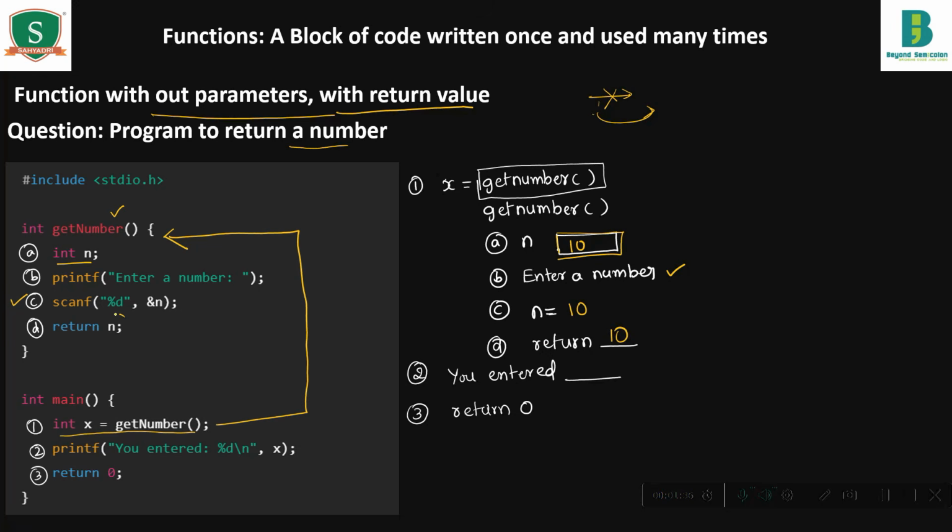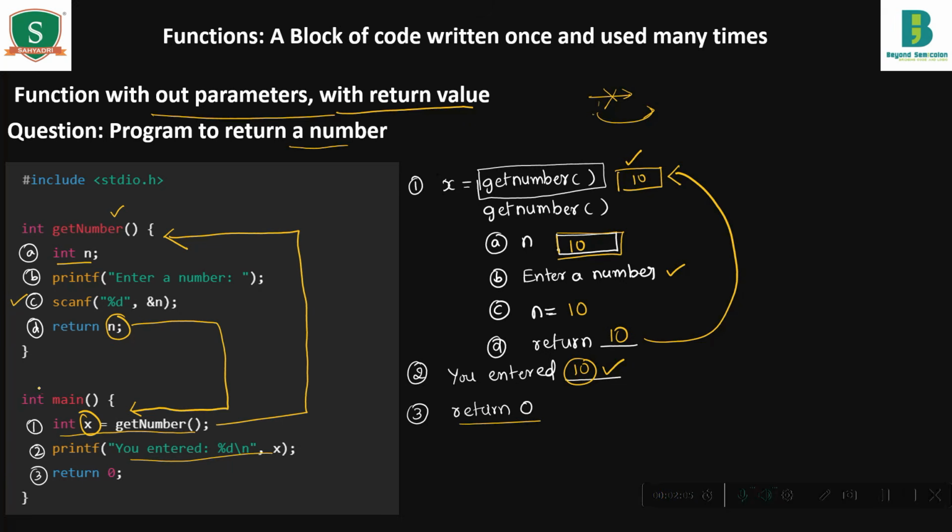Now what is happening? The n value that you are giving inside the get number function is returned to the main function and assigned to the variable x. So now in the main function, x value will be updated to 10 since you are returning 10. The second statement prints the x value. What is the x value right now? It is 10. 10 will be printed and return 0. Since we mentioned the return type as integer, we are returning 0. Otherwise that is not required.